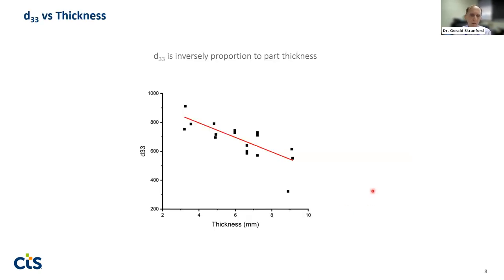And we took a look at various thicknesses over time. All the data points here represent the same tape cast stack up of materials. So the basic raw materials going in are the same, and the tape cast is the same. The only real difference here is our sintering. And we found a pretty linear relationship: the D33 is inversely proportional to the thickness of the material.